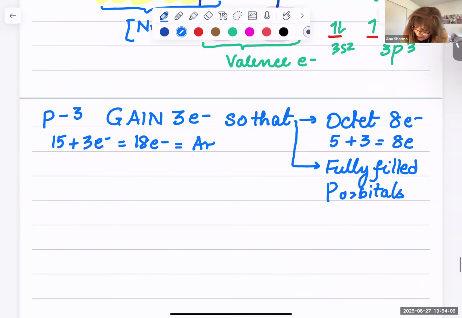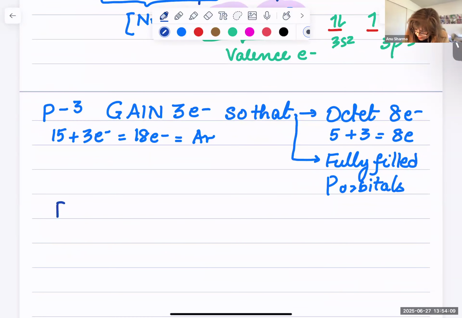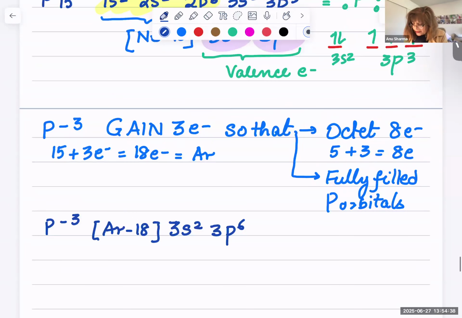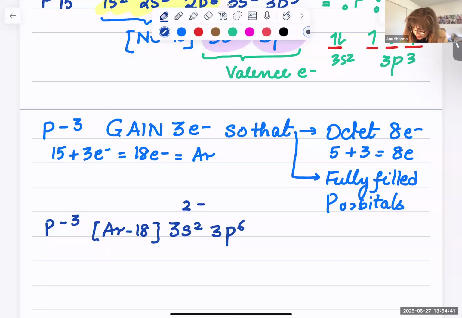Now we are looking at phosphide, P minus 3. The inner core is argon 18, and then 3s2 and 3p6. There were 2 in the s and 3 in the p initially, plus you added 3 more, and that makes it 8 electrons.